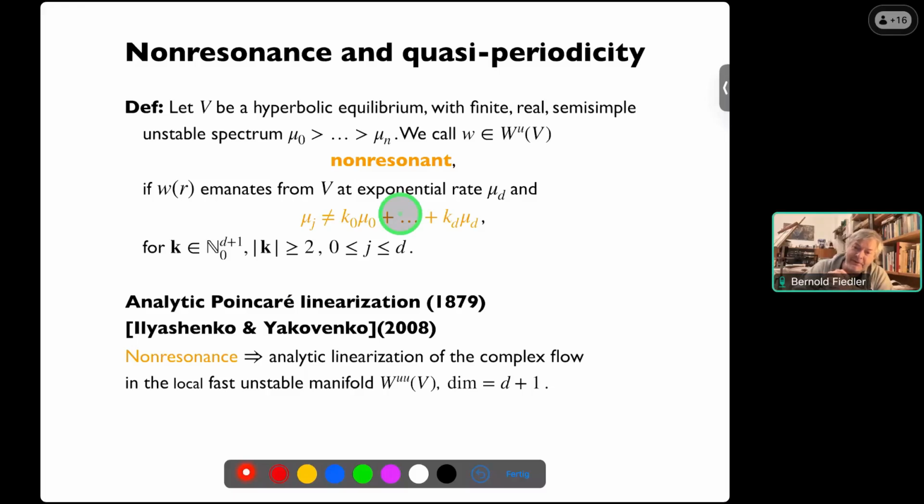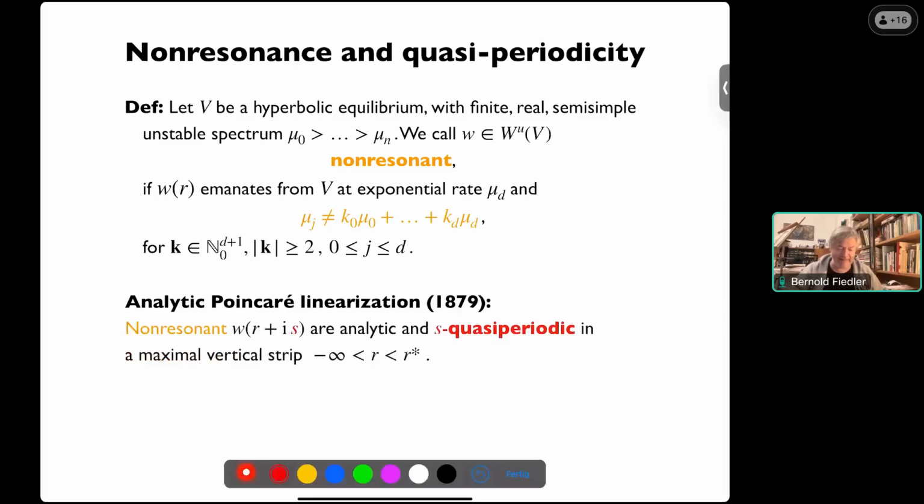So there exists a local holomorphic diffeomorphism which conjugates the nonlinear flow to its linearization. This is a very strong theorem, and a proof can be found in the beautiful book by Ilyashenko and Yakovenko. So non-resonance implies analytic linearization.